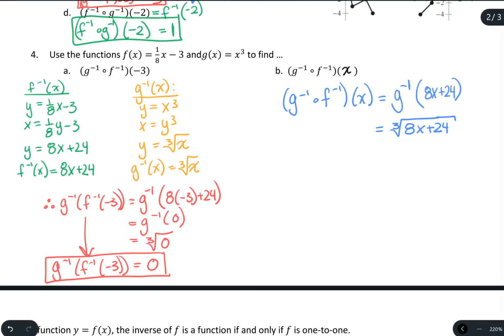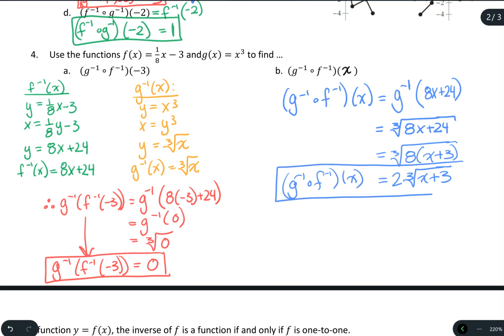Now with this one, I stopped it here because we can simplify this. So this is the cube root of 8 times the quantity x plus 3. So if you can simplify the cube root, you want to. So the cube root of 8 is 2. So it's going to be 2 cube root of the quantity x plus 3. And then, of course, we bring over our left side, and we box our final answer.